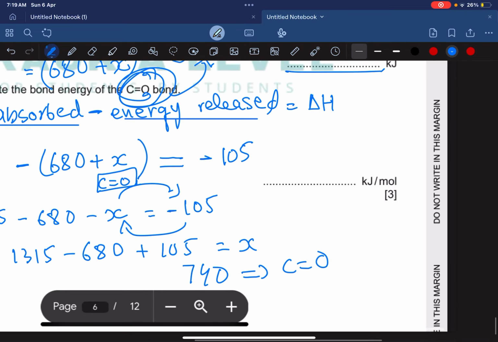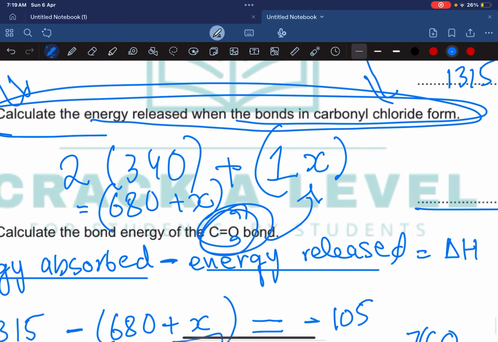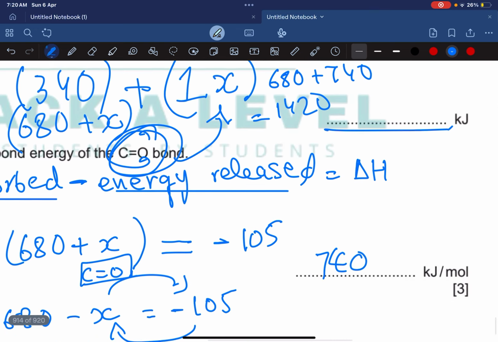Okay, that was simple. Carbon double bond oxygen is going to be 740. Now here, instead of x we can plug in 740, so it's 680 plus 740, and that's going to give us 1420. So this is 1420.